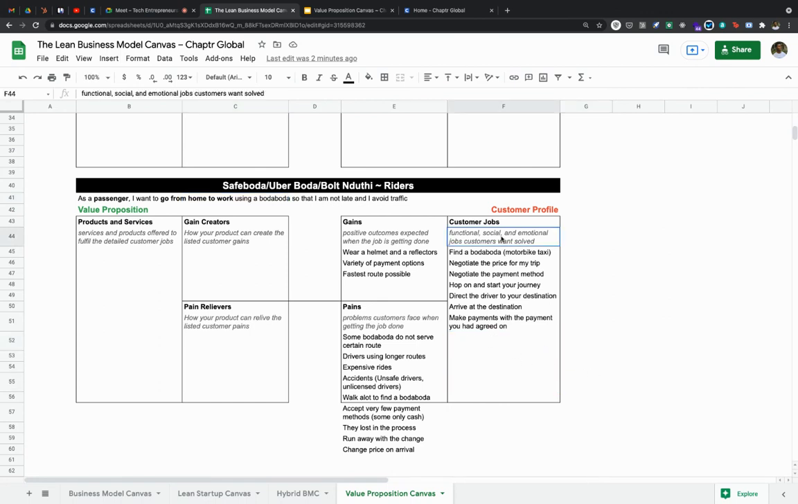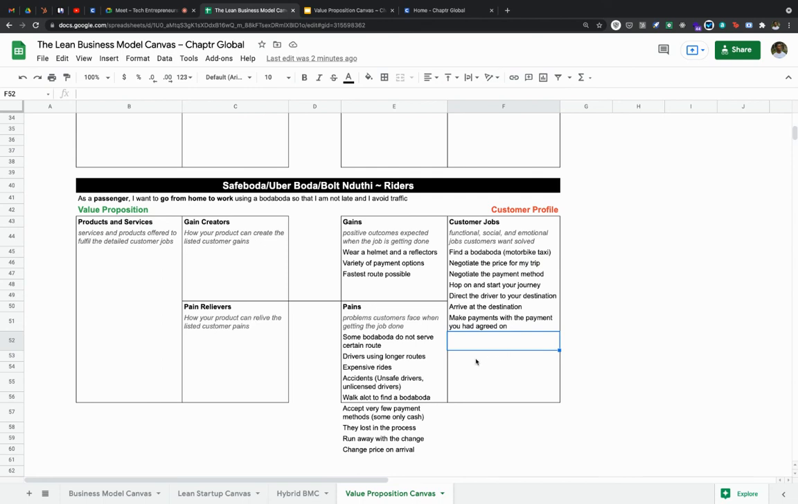Now, once we have clear customer jobs, right? Some of the customer jobs we've not talked about. We've only talked about the functional ones. For certain products, you also want to talk about the social and emotional customer jobs. A good example is people who are already making money are willing to pay more to solve some emotional customer jobs. So a good example is I want to use a boda that's environmental friendly, right? An electric boda. So there's people who want to feel good, right? Because they are not polluting the environment in the process. That's a good example of an emotional one.